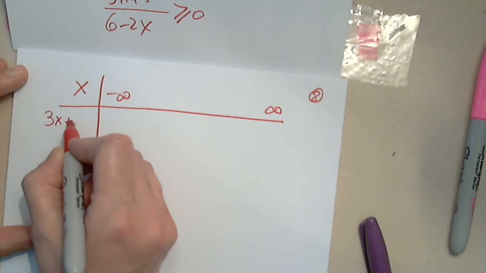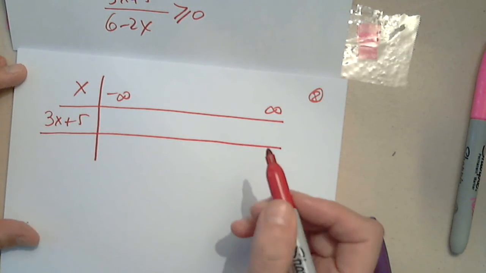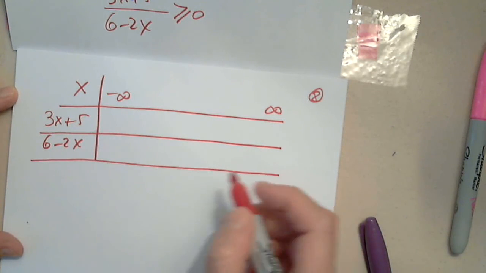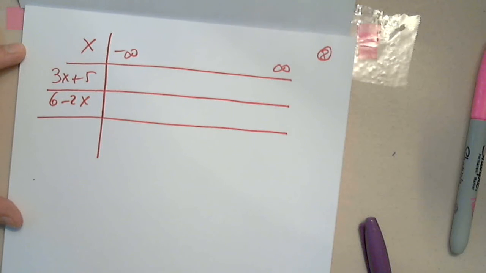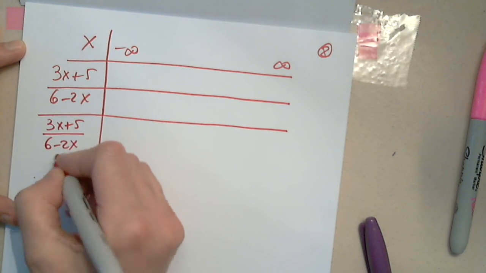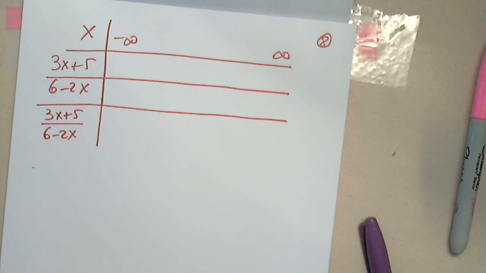The first factor is 3x plus 5. The second factor is 6 minus 2x. And finally, the ratio: 3x plus 5 over 6 minus 2x. Everything the same. However, there is a little catch, of course. In a moment, we'll get to it.